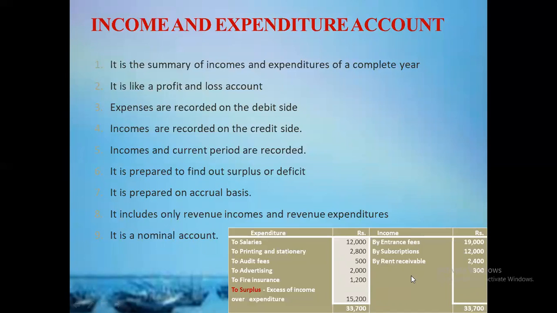It is prepared on the accrual basis or mercantile basis. That is, outstanding expenses and depreciation are recorded in the income and expenditure account. It records only revenue income and revenue expenditures. Non-cash items are also recorded in the income and expenditure account. Moreover, the current year income and current year revenue expenditures are recorded. The previous year's or the subsequent year's incomes and expenditures are not recorded. It is like a nominal account.